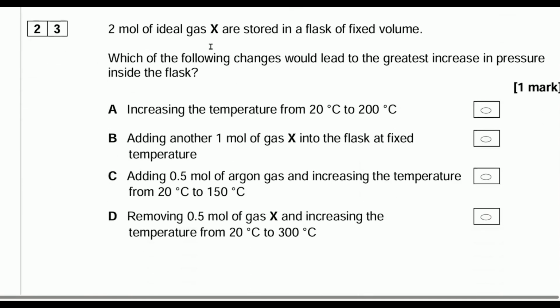23. 2 moles of gas X are stored in a flask of fixed volume. Which of the following changes would lead to the greatest increase in pressure inside the flask? So which of the following would lead to the greatest changes inside the pressure? Increasing the temperature. So essentially what I'm thinking about here, right?